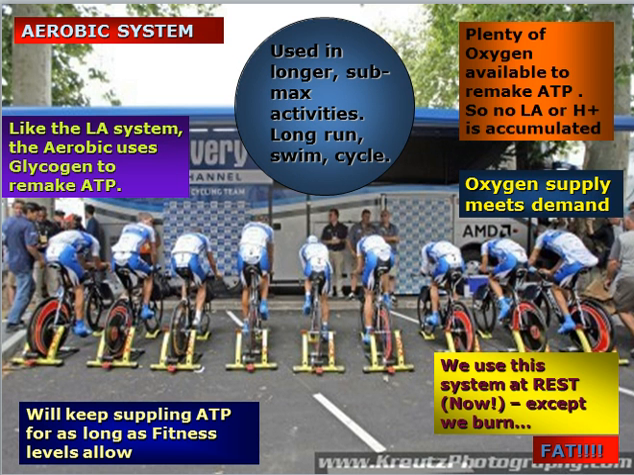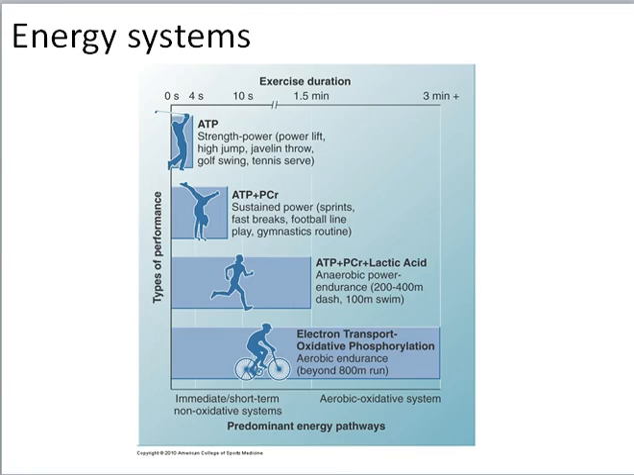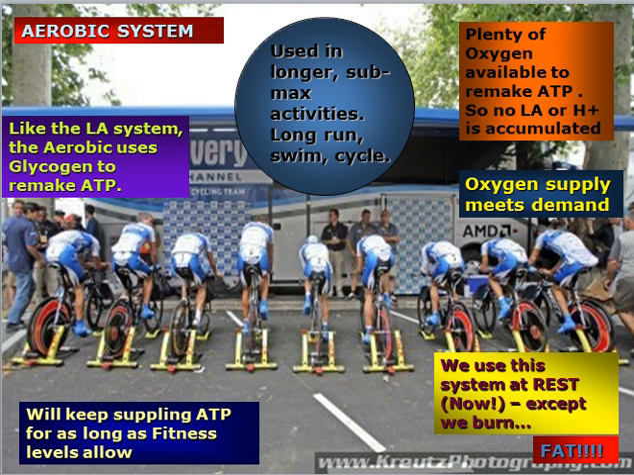So as long as we have plenty of stored glycogen, and as long as we have plenty of ATP, we can keep going. It's all about how much oxygen we can supply, and that's going to be determined by our fitness levels. And that's really all there is to know about the aerobic system. There's much more detail, I'm sure, of course, but we're going to keep it very simple.